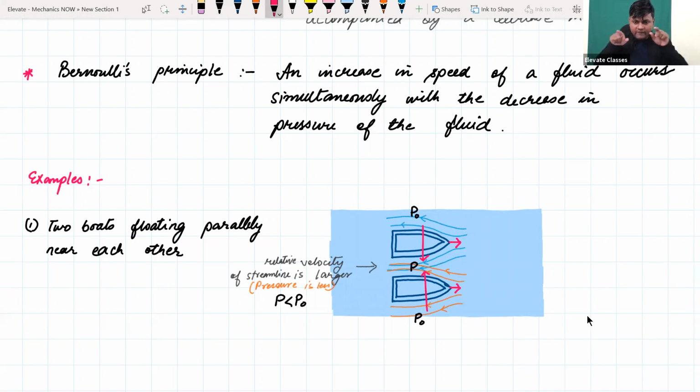Are you understanding? Even if they are trying to move in parallel lines, because of the difference in the velocities of the streamlines in between and outside, they will experience a thrust towards each other. So just as the boats are traveling, they will tend to experience a force. The force may be negligible compared to various other factors, but theoretically there will be a force that they experience that brings them together. So it looks like the boats are attracted to each other. Are you understanding? Yes, sir.